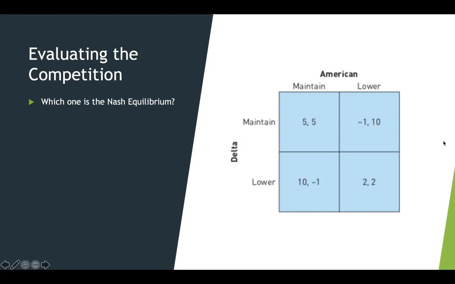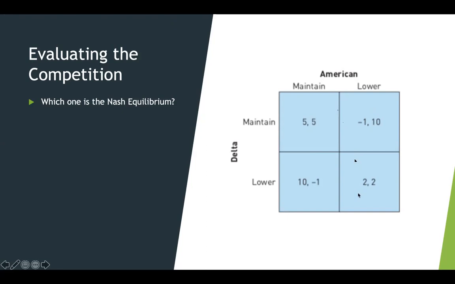Like for this example, if we are Delta and we want to maintain the price, if we both maintain the price, we will get the best outcome for both parties. But if American Airlines wants to lower the price, we will get -1. Okay, so it's not very good.